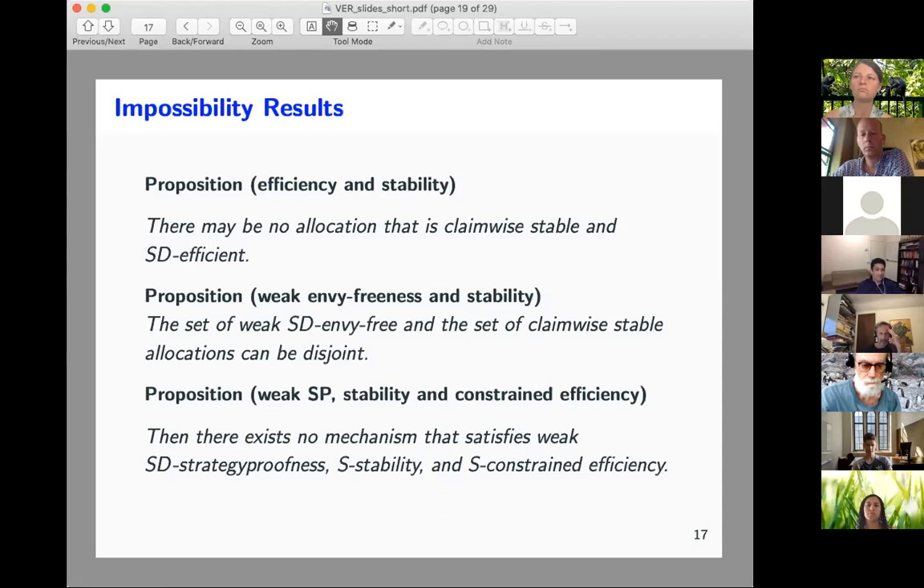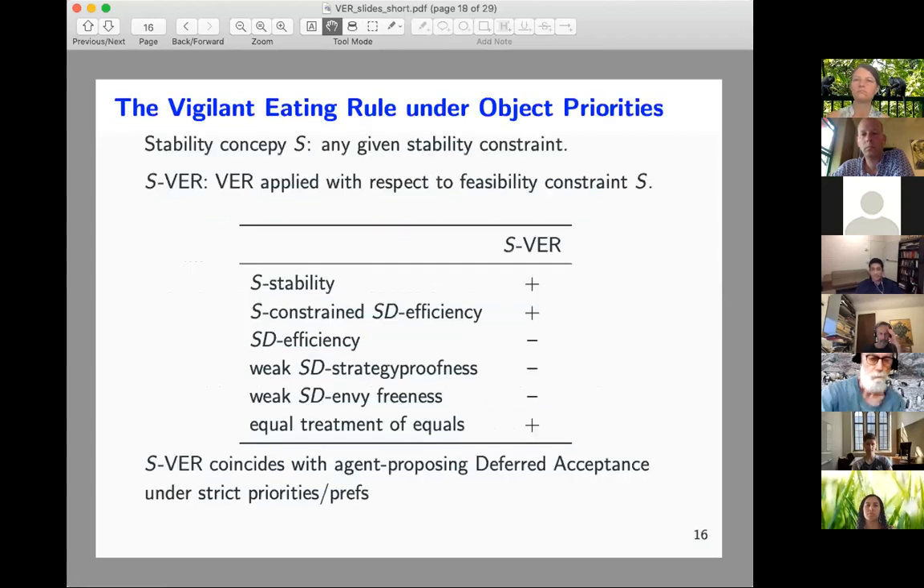And finally, there exists no mechanism that satisfies weak SD strategy proofness, S stability, and S constraint efficiency. So in the form of these three impossibility results, we can say that at least the properties satisfied in this table are a maximal set of properties satisfied by SVER.